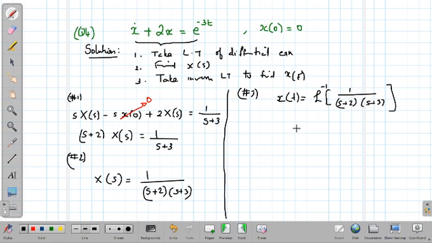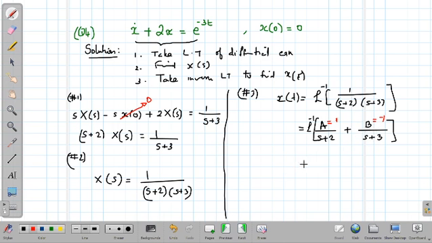Okay, so how to take the inverse Laplace transform? You can write it as partial fractions, A by s plus 2 plus B by s plus 3. So find the residues. You can find A and B. I'll give the values of A and B here. So A is 1 and B is minus 1 here. So this becomes 1 by s plus 2, and the second term becomes minus 1 by s plus 3.